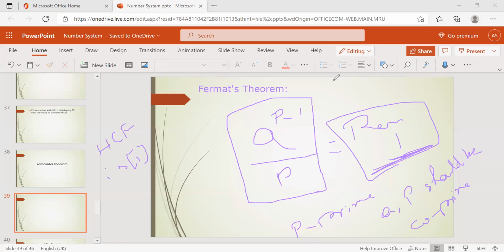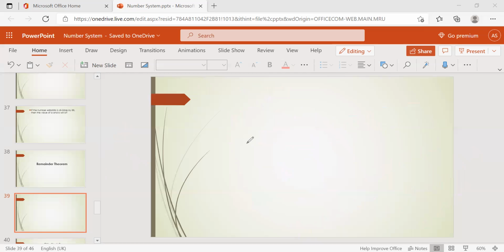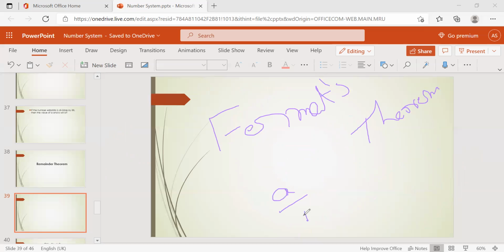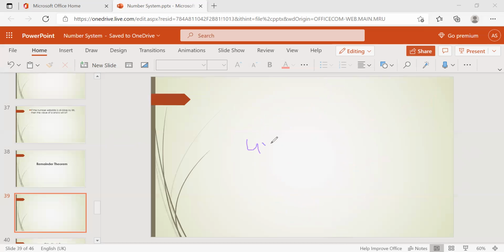Now we'll take some examples of this, right? Fermat's theorem. Okay, note it down first of all. I just cleared this one, so you have to note this down. Remainder will be 1. So note it down first. Then, for example, we'll take one example: 40 power 28 by 29.